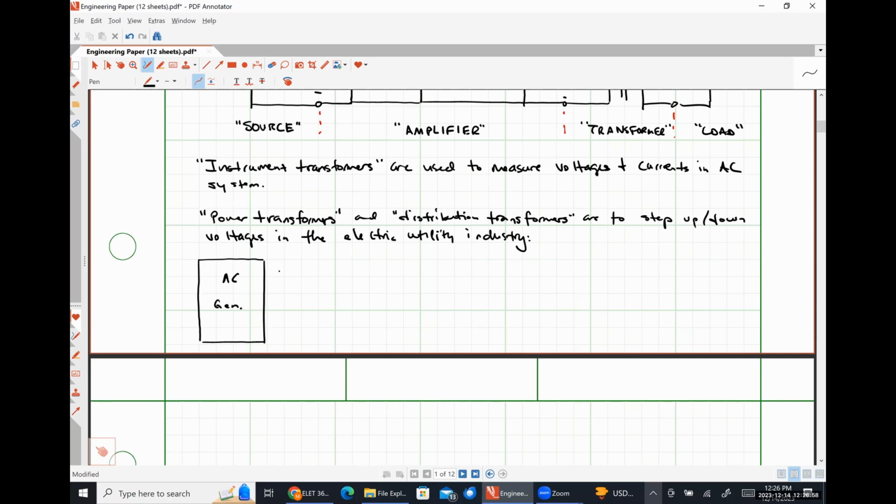And we might see that the voltage present at the output of that electricity generation might be somewhere in the ballpark of 30 kilovolts RMS. That 30 kilovolt RMS voltage would be fed into a power transformer, which would step it up to somewhere in the ballpark of 500 kilovolts RMS.